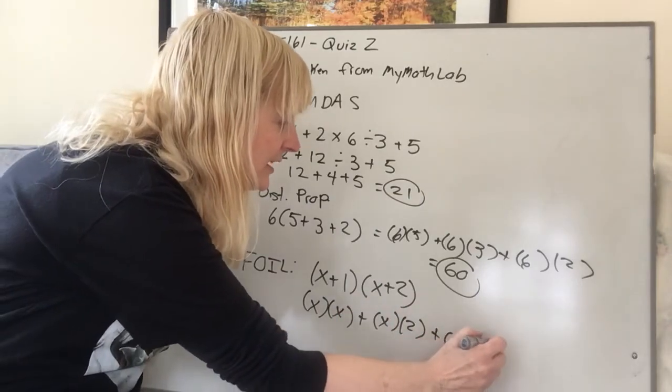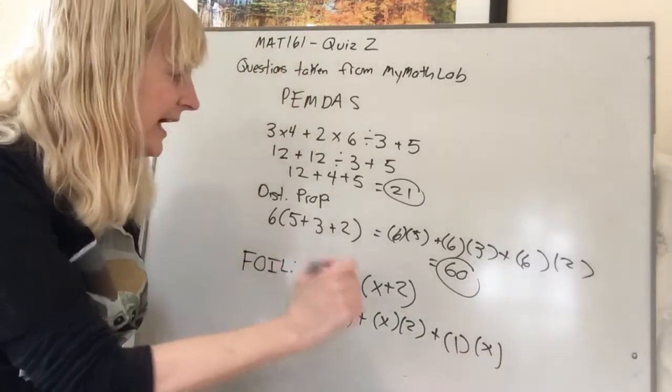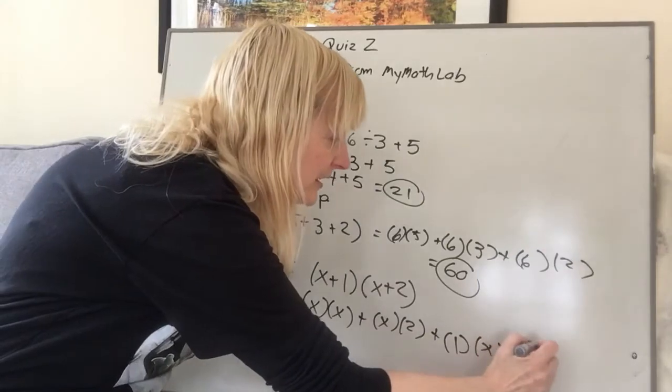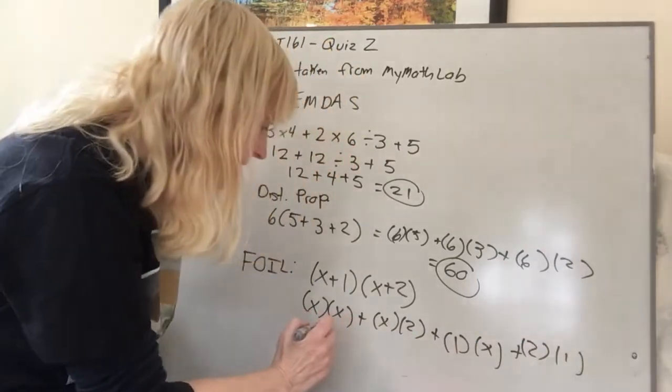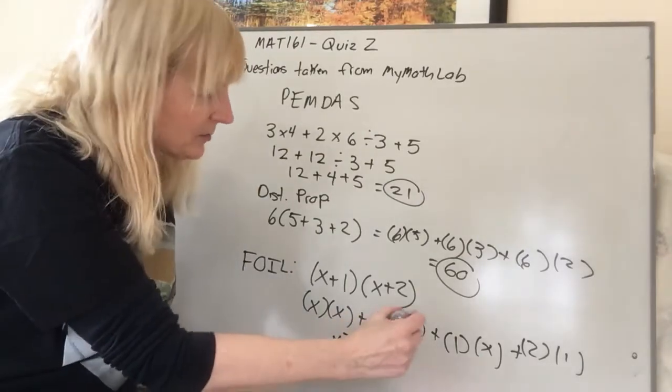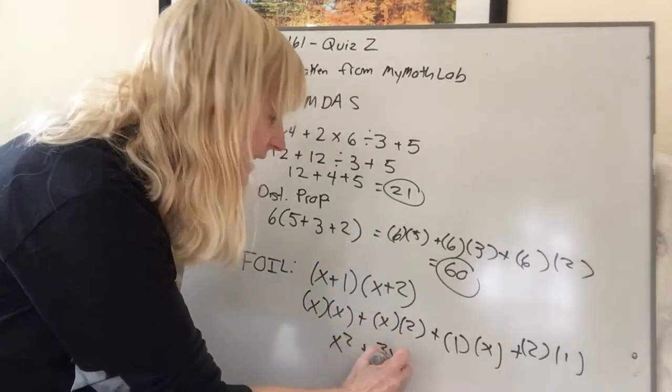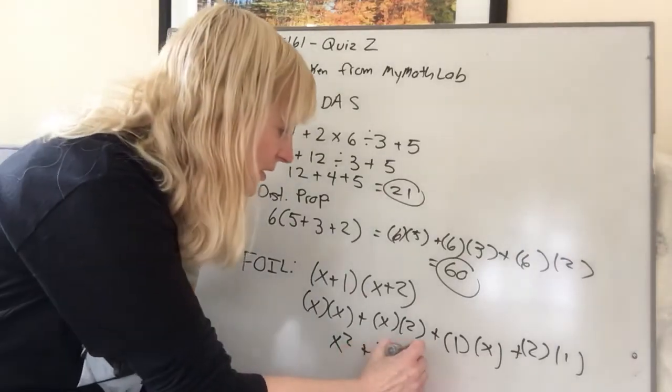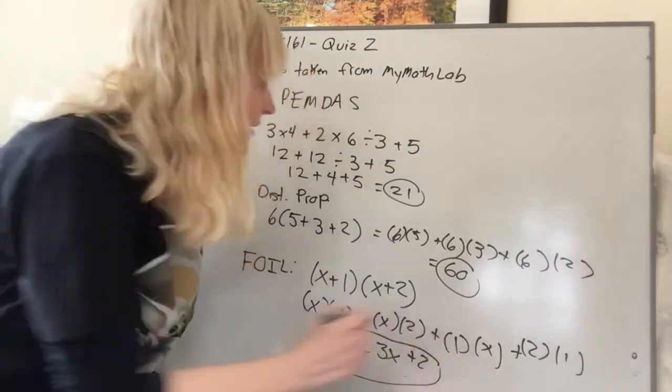1 times the x. And then L stands for last. So you multiply the 2 last guys. So I think you get x squared, because x times x is x squared. You have 2x plus 1x. Add them together, that's 3x. And then 2 times 1 is 2. So that would be your answer for that one.